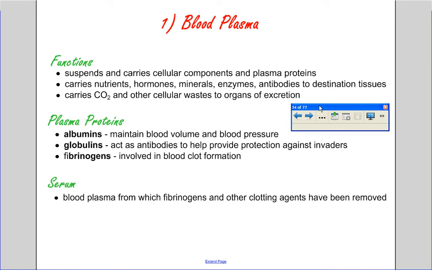Serum, I just included that term so you'd have an idea what the difference is between blood plasma and serum, because that was asked one year. Basically, serum is blood plasma from which the fibrinogens and other clotting agents have been removed. So in certain types of transfusions, they may need serum instead of blood plasma.